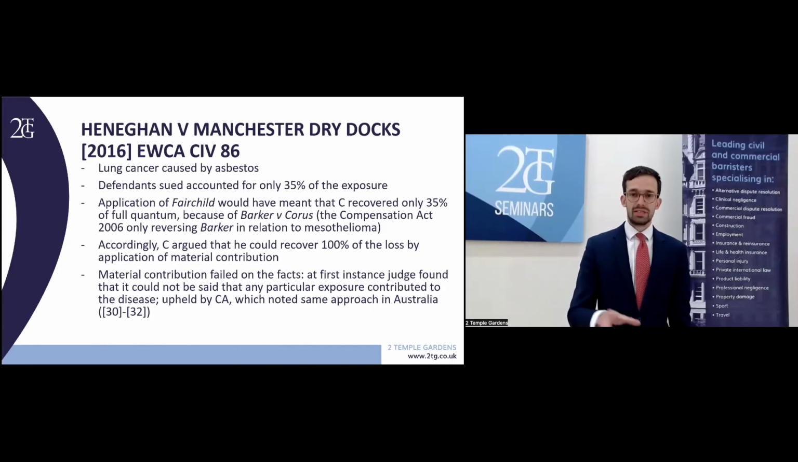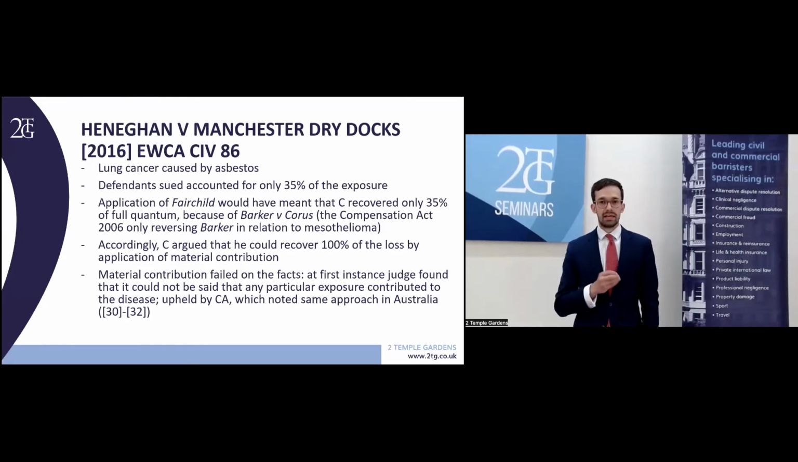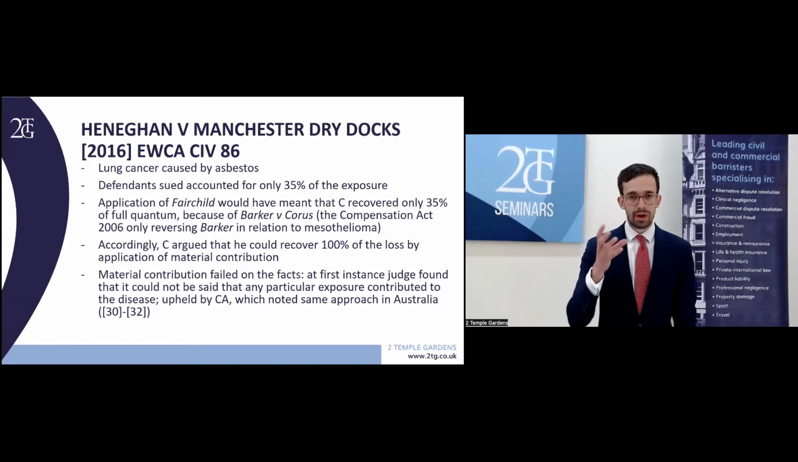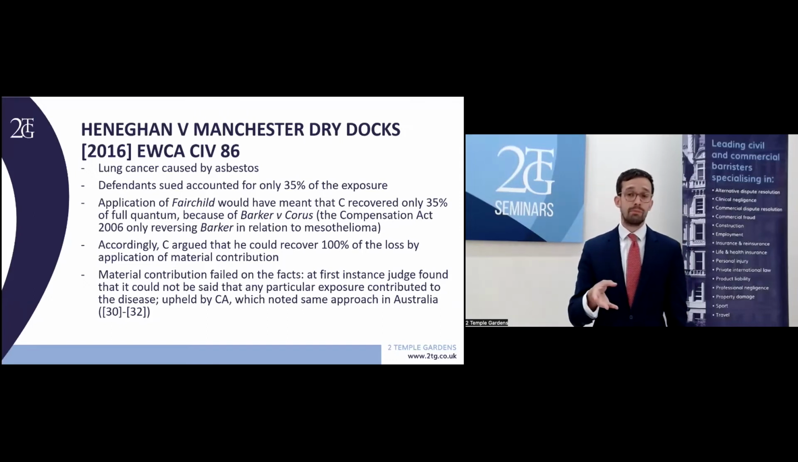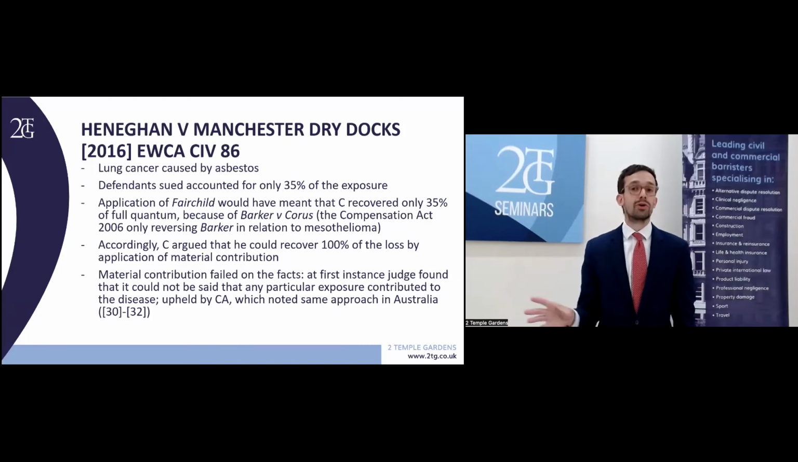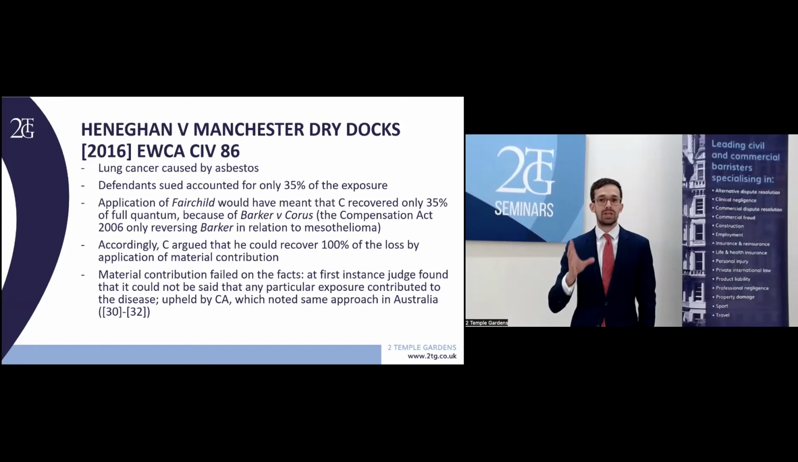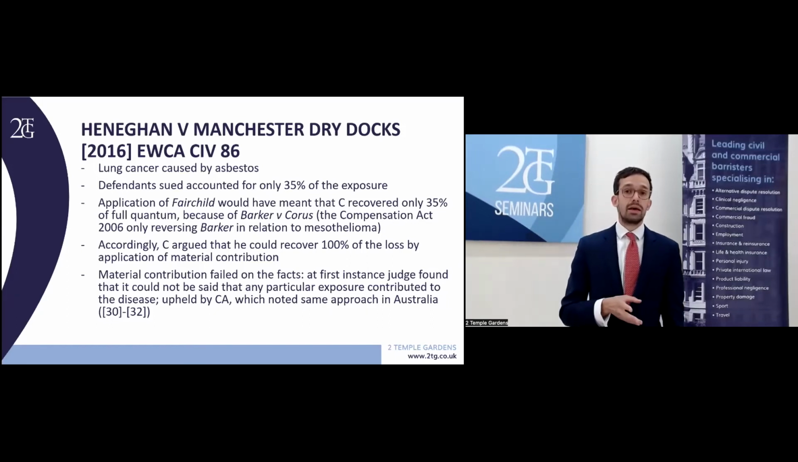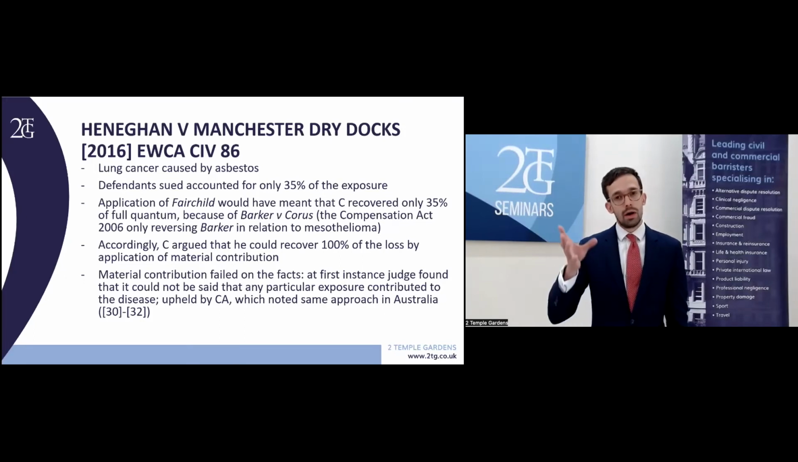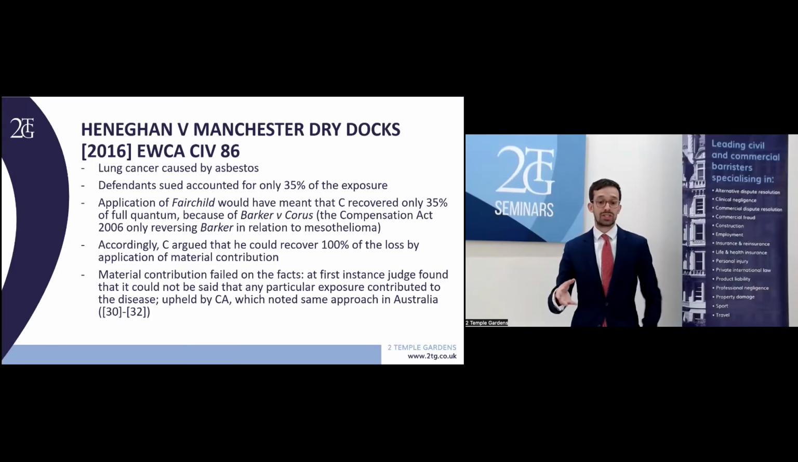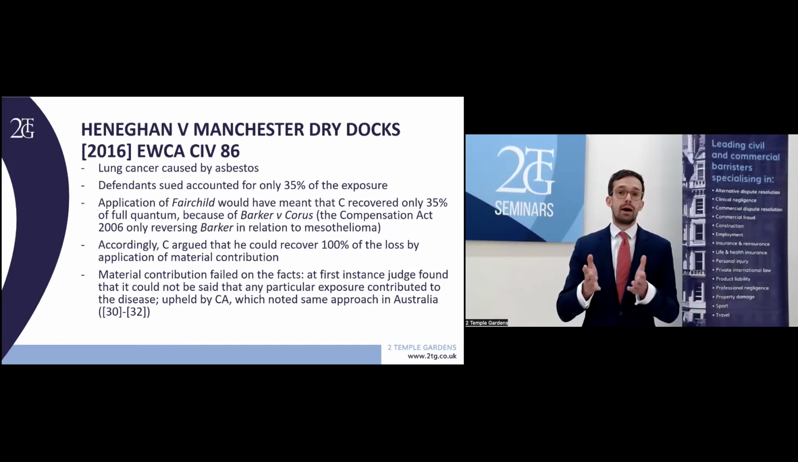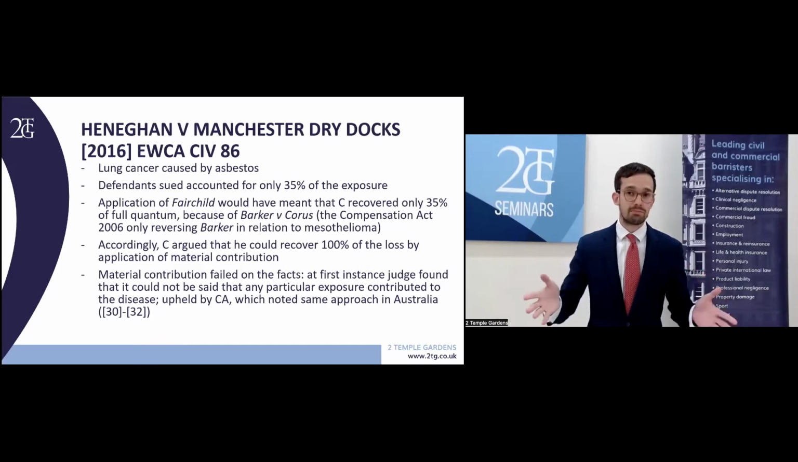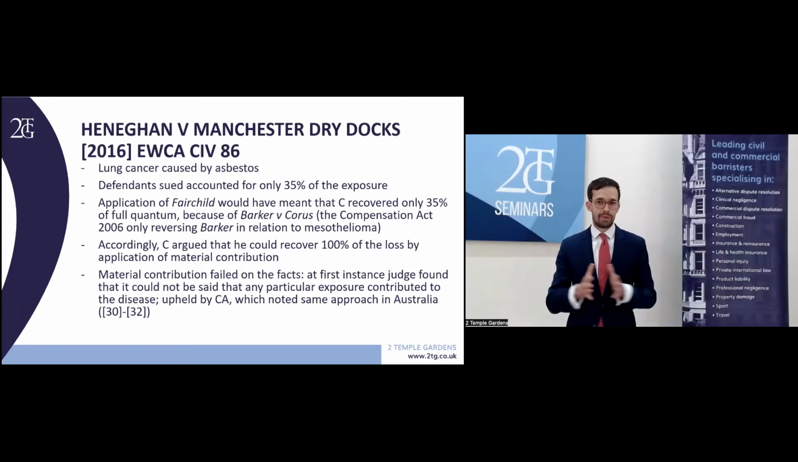The next important decision is the decision of Hennigan, which is an interesting case. This was a lung cancer case caused by asbestos. And what the claimant wanted to do in this case was not just to succeed under the Fairchild principle, but to say that in fact they didn't need to invoke the Fairchild principle because they could get home on material contribution. And the reason for that is, as I'm sure most of us know, after Fairchild, there was the decision in Barker and Chorus, which said that if you fall within the Fairchild exception, damages are then apportioned. So if you as the employer have only exposed the employee to 10% of his or her total dose of asbestos, you only have to pay 10% of the claim.